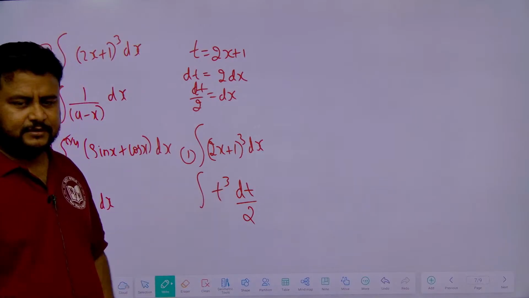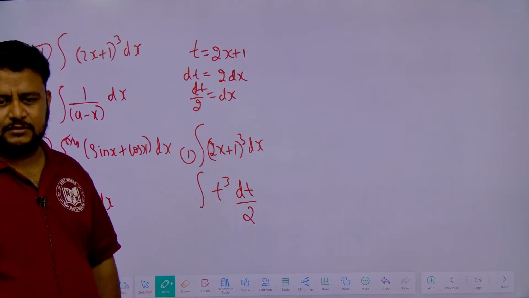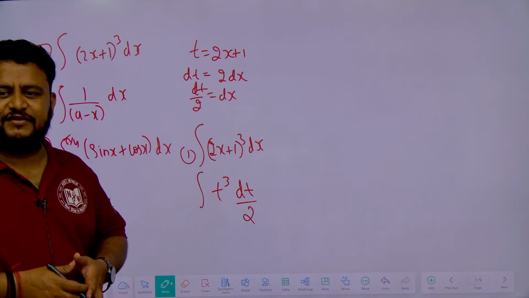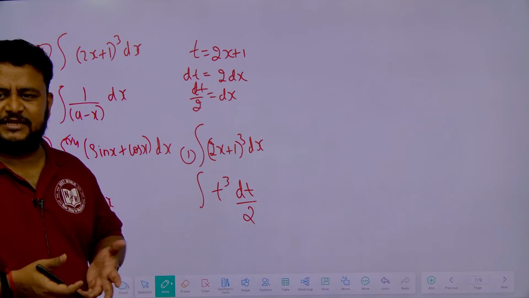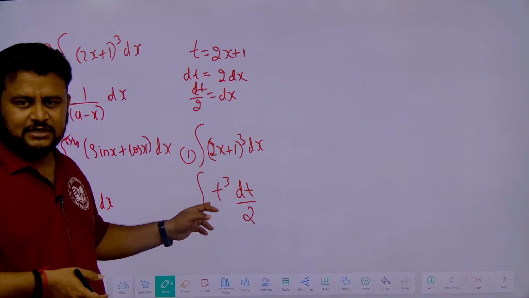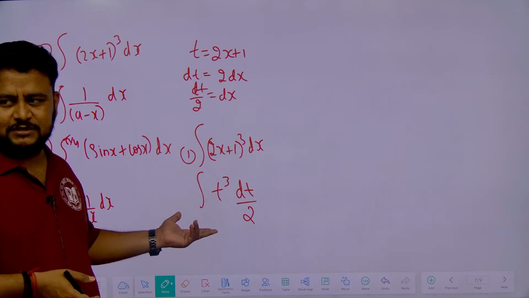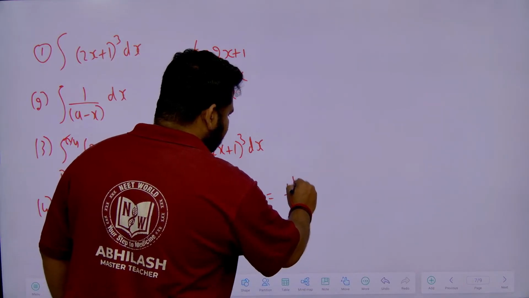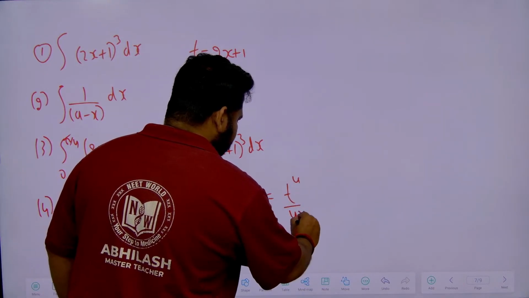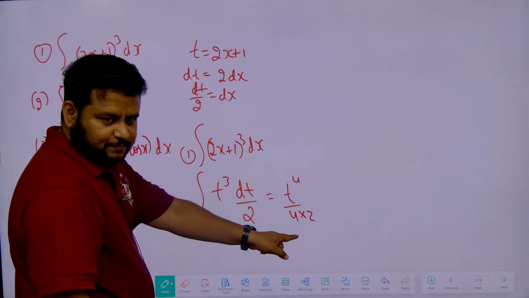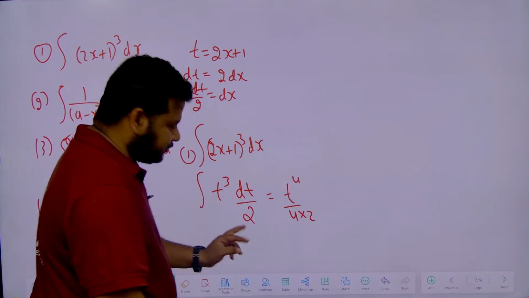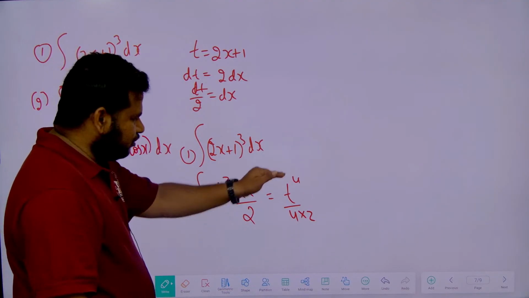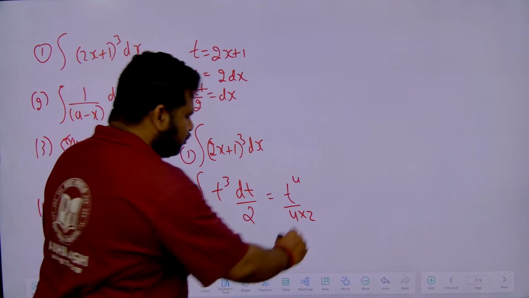What is that? dt. Integral of t cube is what? It is x cube? Integral of x cube is what? x power 3 plus 1 by 3 plus 1. Same way, t cube is t power 3 plus 1 by 3 plus 1. So that will become equal to t power 4 by 4 into 2. This 2 will always be there, in the denominator. 4 into 2. This 2 is already in the denominator. So t power 4 by 4 into 2 plus c.